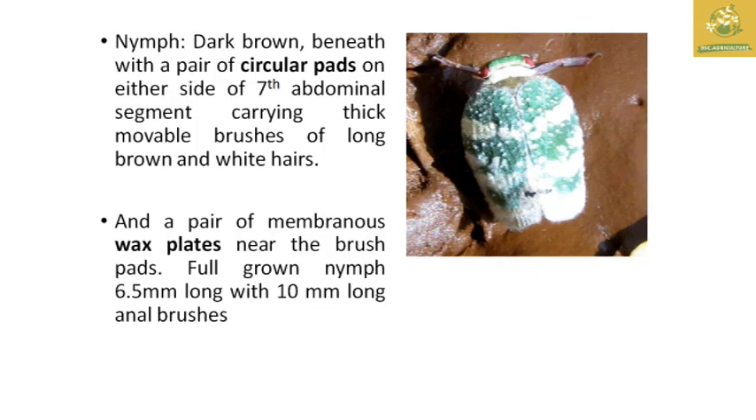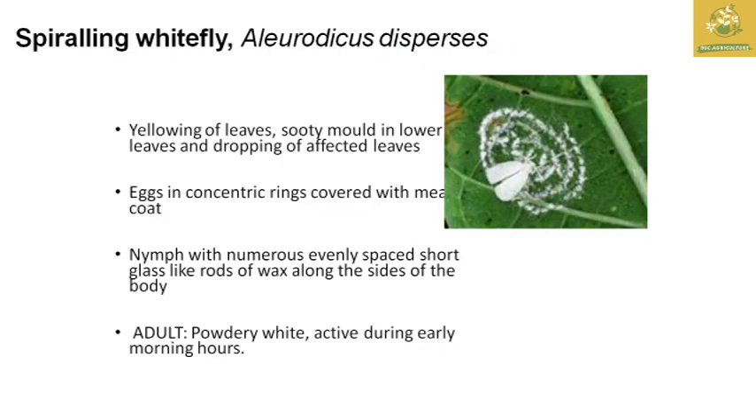And so while seeing about the nymphs which used to have a dark brown beneath a pair of circular pads on either side of the 7th abdominal segments, so which used to have a movable brushes of long brown and white hairs present in them, and there is a membranous wax plates near the brush pads. So the fully grown nymph of 6.5 mm long with 10 mm long anal brushes are said to be found.